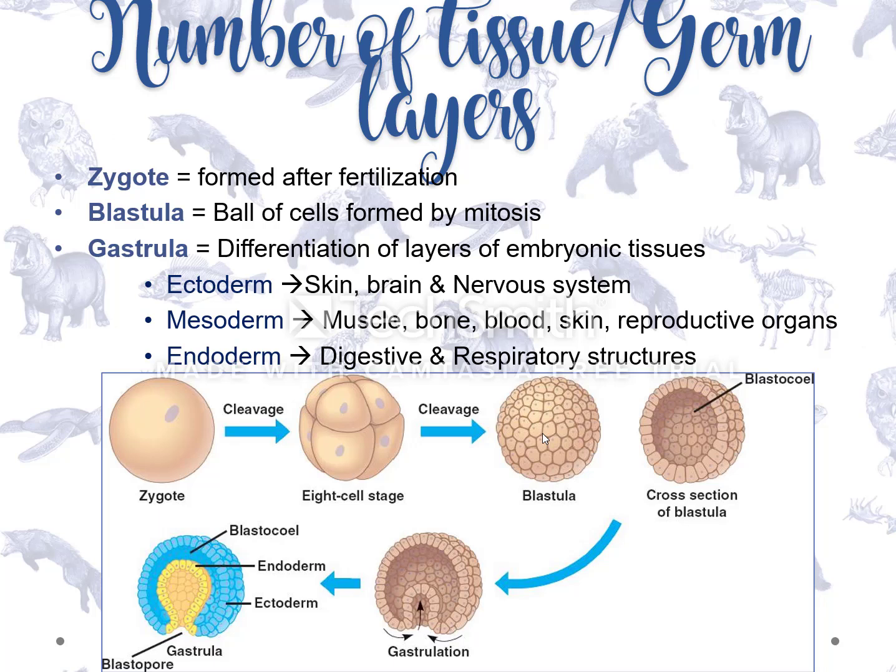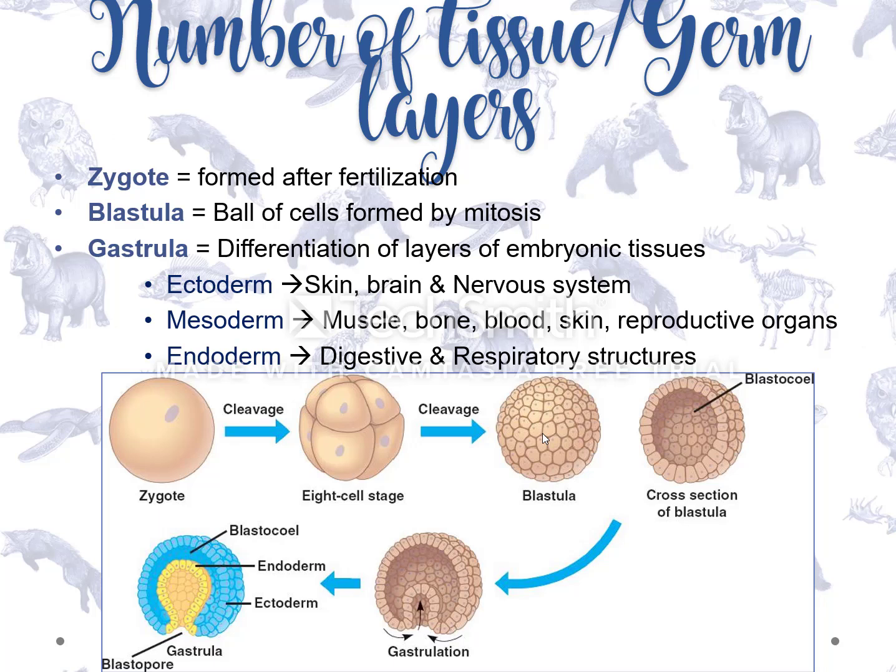Okay, so it does kind of make sense that it's all the outer things. The mesoderm, however you like to say that, will differentiate into muscle and bone and blood and skin and reproductive organs, which is your middlemost organs. And then the endoderm will differentiate into your digestive system and your respiratory structures, such as your lungs, which is one of the innermost organs that you possess.